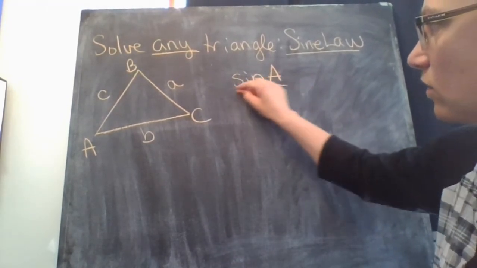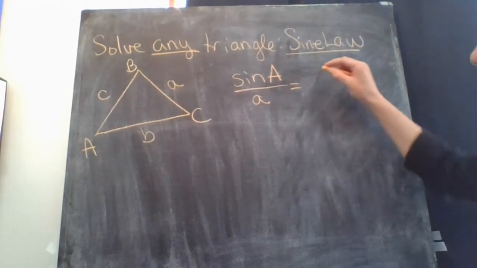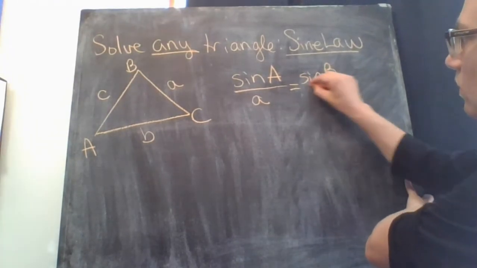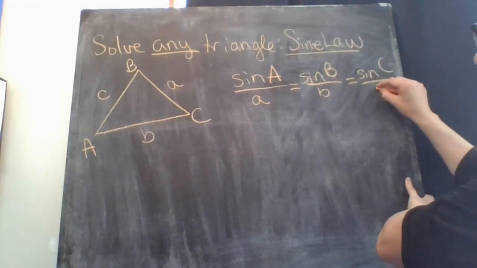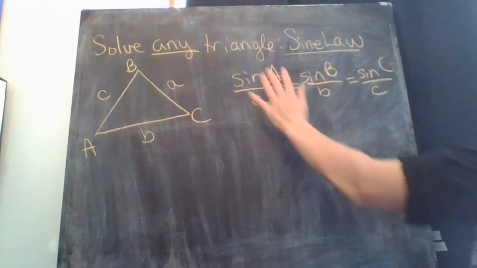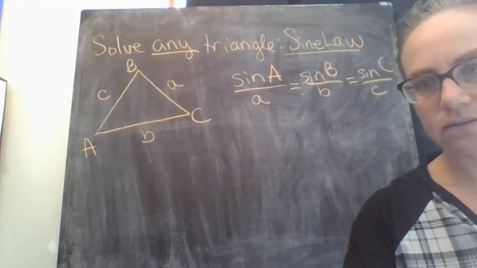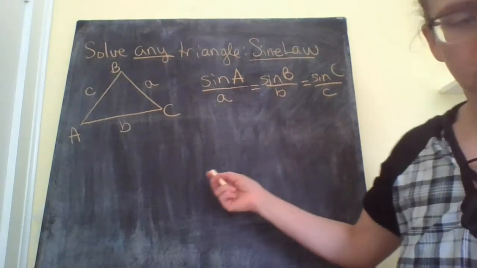Sine angle over side. Notice how they match. Equals sine angle over side, equals sine angle over side. Now you only need 2 of those fractions at a time to solve, but that's all the sine law is. Okay, so let's use this and let's solve a triangle.